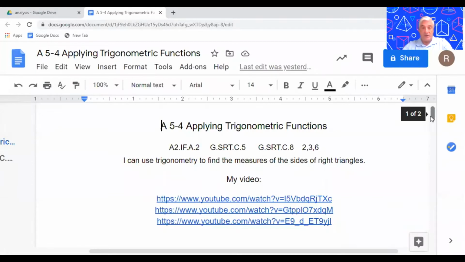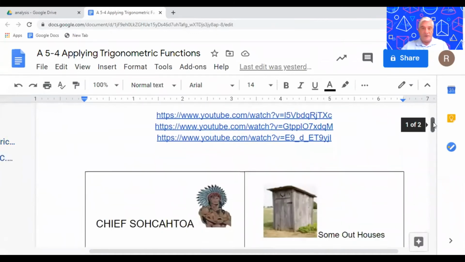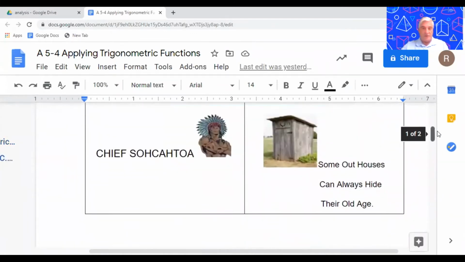Trigonometric functions. Algebra 2, IF, A2, G, SRT, a little bit of geometry because you already had some trig functions, but we'll go way past what we had in geometry. And the national standards are 2, 3, and 6. It says I can use trigonometry to find the measures of the sides of right triangles. I've got 3 videos there. I should have my video up there posted shortly.